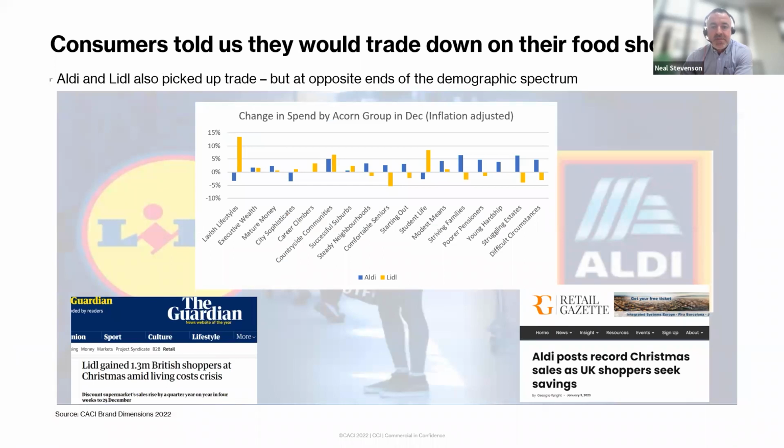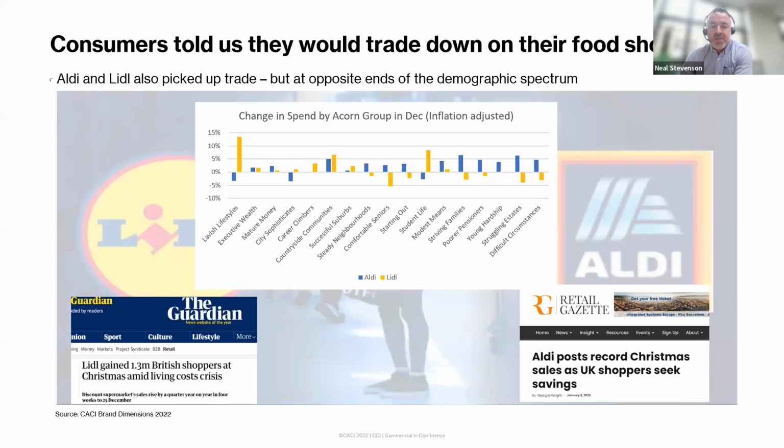And there was also a really interesting dynamic in the battle of the discounters, who, let's face it, are in pole position to take advantage of the cost of living crisis. Interestingly, Lidl appeared to pick up significant trade in the most affluent consumer types. So again, potentially Waitrose customers trading down and seeing Lidl as a more premium of the two discount brands. Whilst Aldi traded well across most groups, but particularly picked up business at the more price-sensitive end of the market.